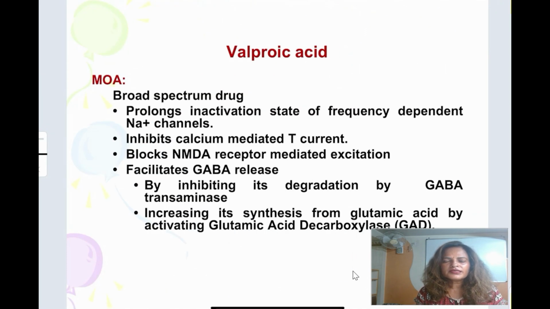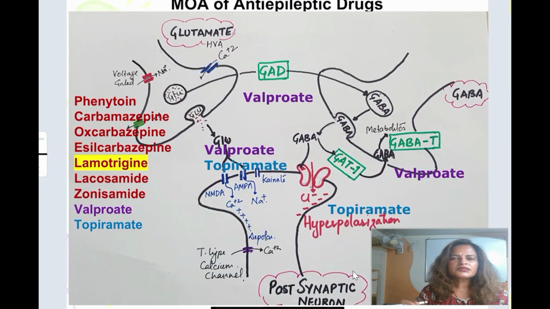The next important drug is valproic acid. So this also comes like lamotrigine. I have told it's a broad spectrum. So this is also a broad spectrum anti-epileptic drug, valproate. You can see with the purple color, everywhere I have drawn with the purple. So you can see it is acting at different sites.